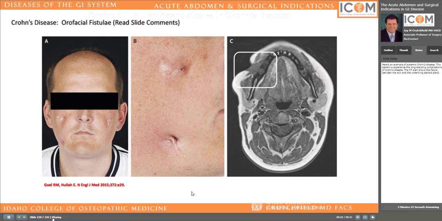Here's an example of a patient suffering from the extraintestinal manifestations of Crohn's disease. The patient has fistulas occurring between his salivary gland and the skin on his face. You can see in the left image the multiple fistula occurring over the zygomatic processes, and the CAT scan clearly shows the open communication between the skin and the underlying parotid gland.